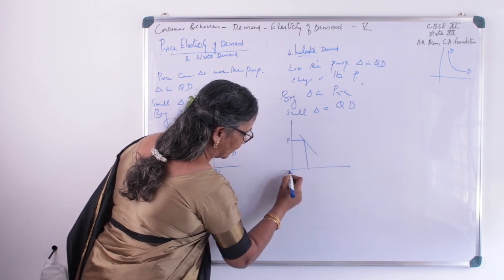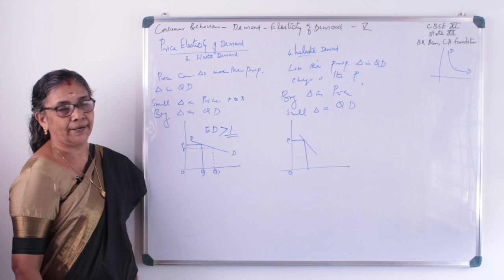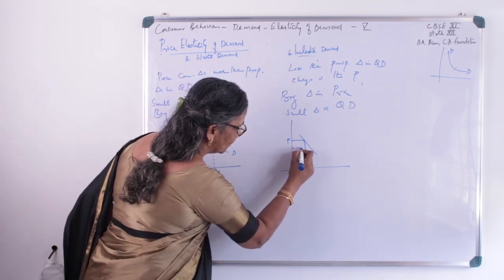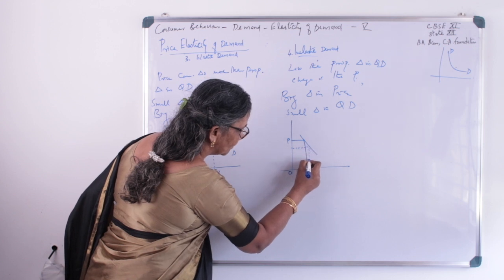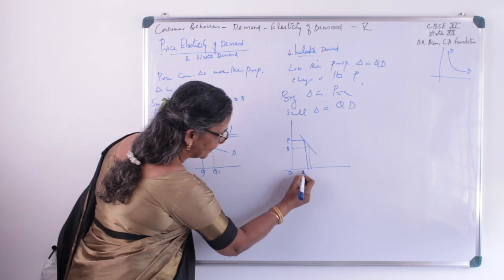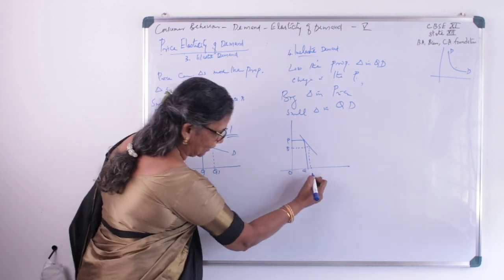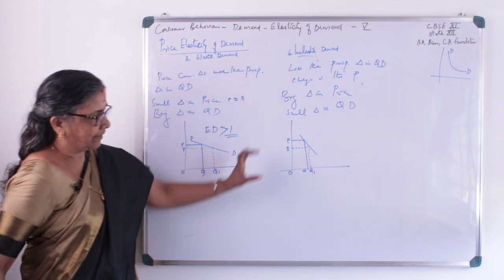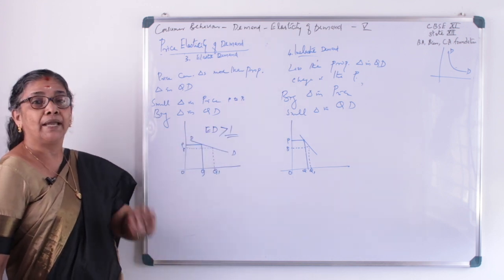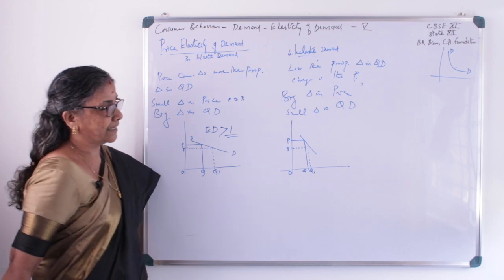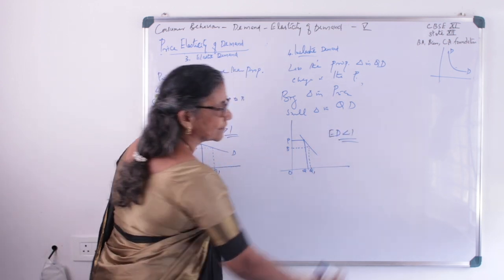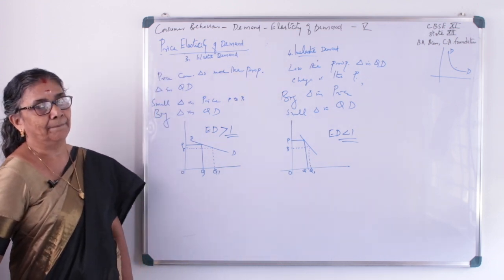OP is the price of the product. The price comes down to OP1 and demand increased. How much? OQ to OQ1. But which one? A big change in the price of a commodity leads to a small change in the quantity demanded. Here elasticity of demand is lesser than 1.